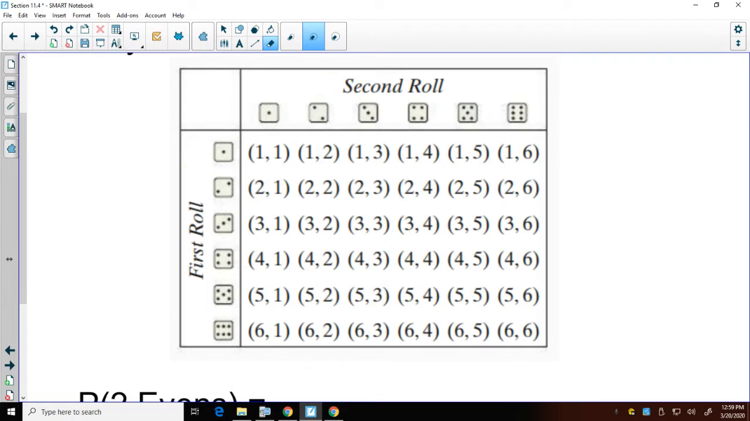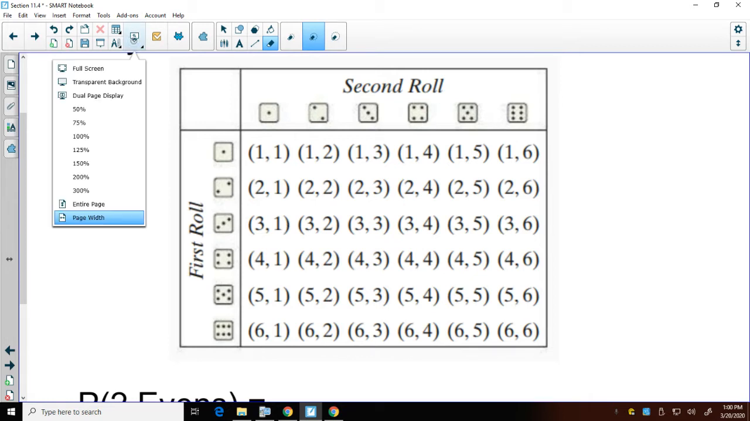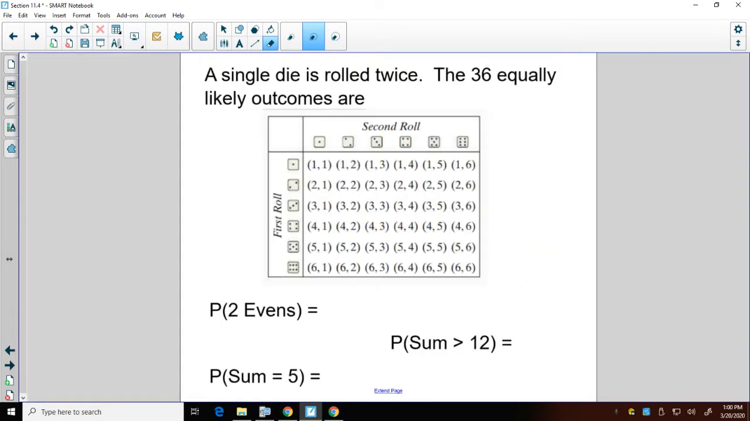Now you know what the bottom number for all of your fractions are going to be. Keep that in mind. So down below here, using that little chart right there, find me the probability of rolling 2 evens. Find me the probability that the sum of the die, the 2 rolls added together, is equal to 5. Find me the probability that the sum is greater than 12. And go. Pause the video.